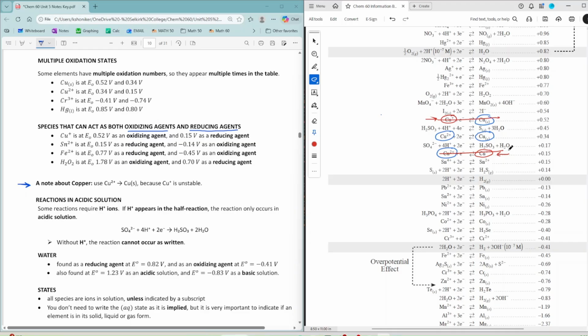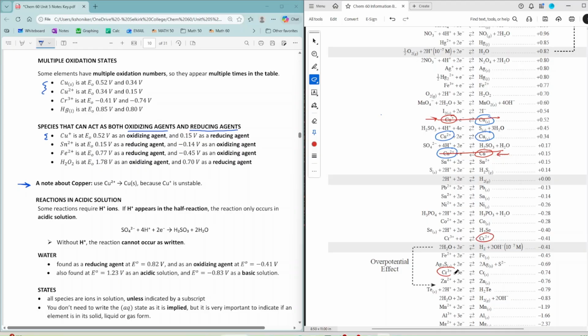So that's the main thing that I wanted to show you on the table. This fact that copper solid and copper 2 plus appear twice, and copper plus appears twice, and it can oxidize and reduce itself. So focus on copper to copper 2 plus, unless the question is specific that it wants the copper 1 plus in some way. All right, some other species to be careful of. We've got this chromium 3 plus. It's existing at negative 0.41, and then it's also existing at negative 0.74, so down here.